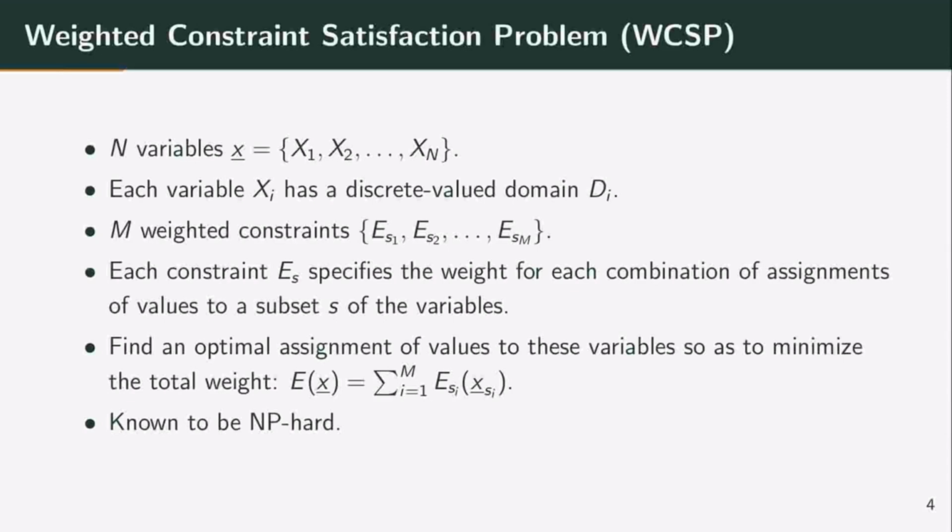Formally, a weighted CSP is defined by n variables, and each variable has a discrete value domain from which it can take a value. It also has m weighted constraints. Each constraint specifies the weight for each combination of assignments of values to a subset of the variables. The problem is to find optimal assignment values such that the total weight is minimized. The total weight is simply the summation of all weights in individual constraints. Since it is a generalization of the CSP, it is naturally NP-hard.